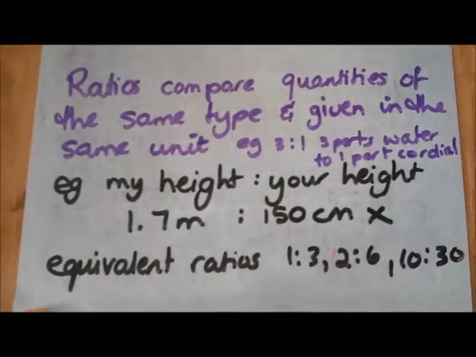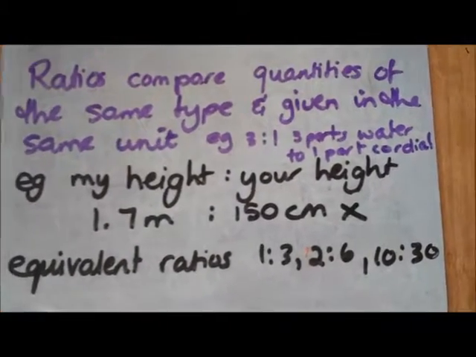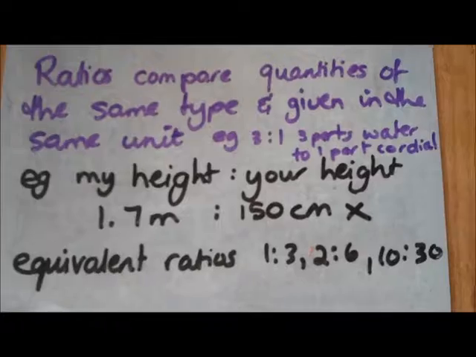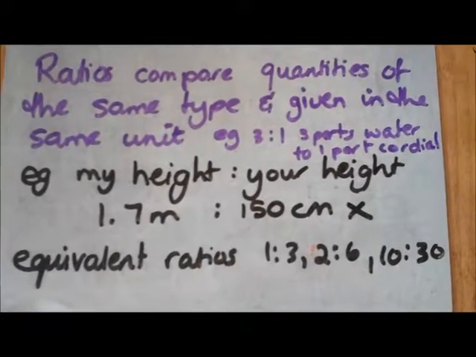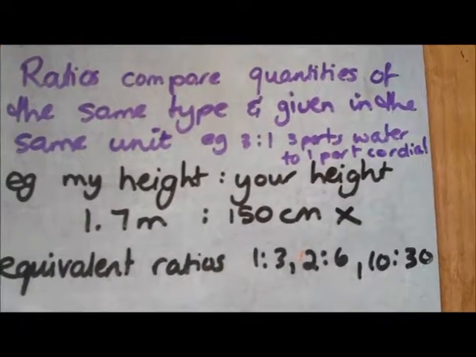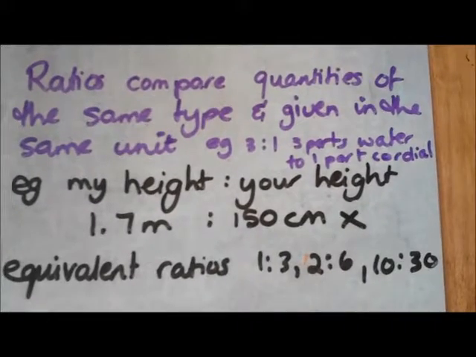So equivalent ratios are pretty much like equal fractions, really. So if I've got an equivalent ratio of 1 to 3, I could have 2 to 6, I could have 10 to 30, and infinitely many more possibilities.